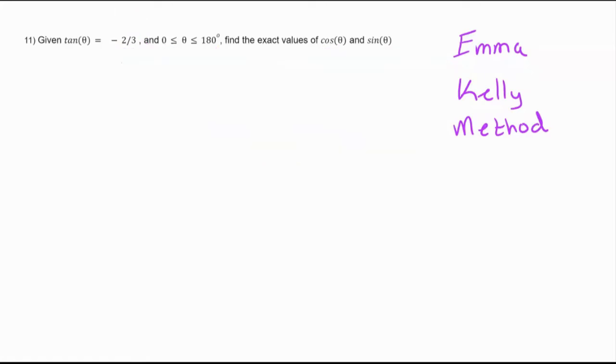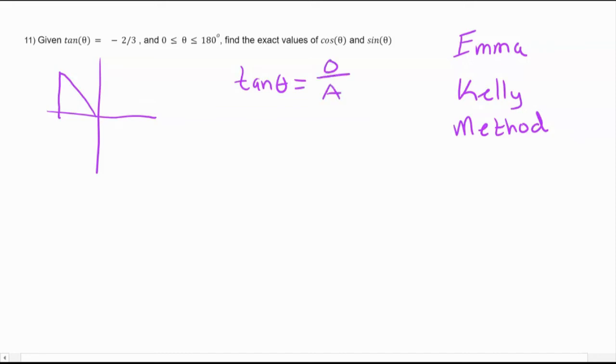So we know that we are going to be in quadrant 2, and we also know that using SOHCAHTOA, tangent of theta is the opposite over the adjacent. So since I know that tangent equals negative 2/3, I know my opposite is 2, my adjacent is negative 3, and I need to figure out what my hypotenuse is.